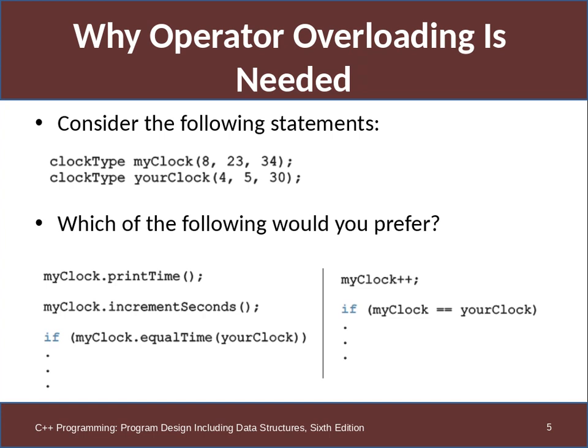Oh yeah, this is a great question. Why is operator overloading needed? Considering the following statements, you create a clock at 8:23:34, so I'm assuming that's hour, minute, second, and the second one is 4, 5, and 30. On the left, you can print the clock, you can call increment seconds, and then you can ask if my clock equals the time of your clock. On the right-hand side, you could overload ++ so that it increments the seconds, and then you could just overload the double equals to see if the two clocks are equal. So the big question here is, which of the following syntax do you prefer?